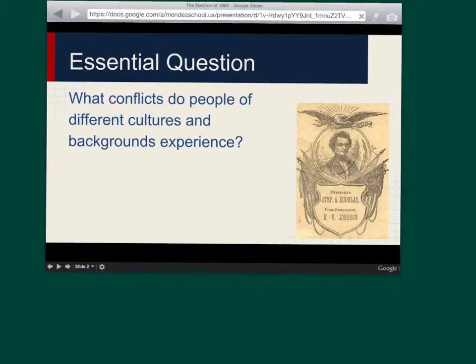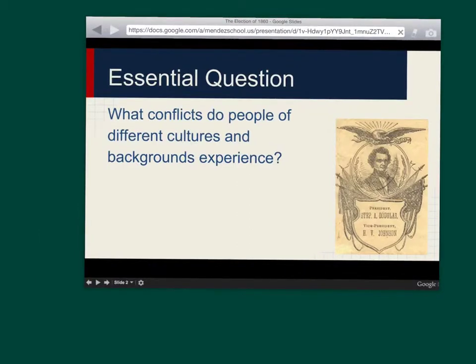Essential question: What conflicts do people of different cultures and backgrounds experience? What made it so big? The raid on Harpers Ferry by John Brown was a major setback for the Union. The Union was worried that this raid would further divide the North from the South, which led to the Civil War.